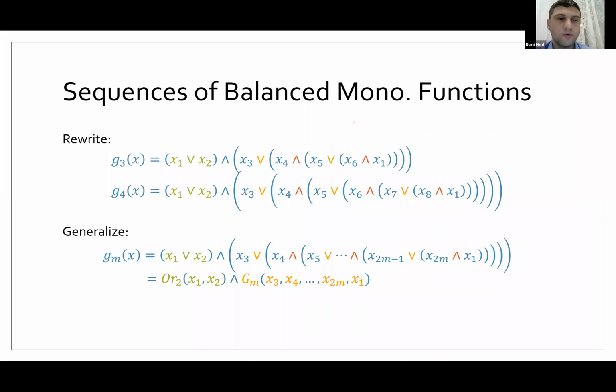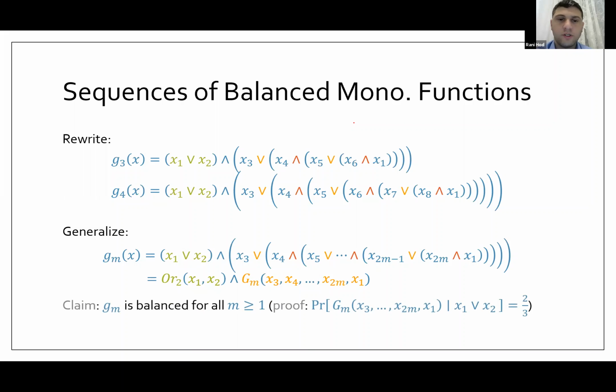So this we want to write down as the conjunction of two functions. The first one is or of two variables, and the other one is this and/or. And this is a balanced function. You can compute this. If you assume that the first part is true, then with probability 2/3, the second part is true. So that makes it a balanced function.